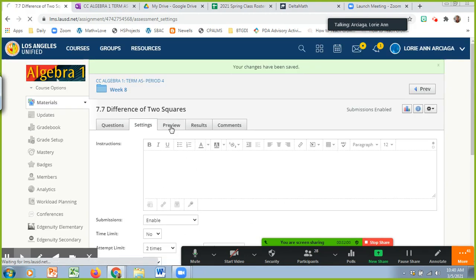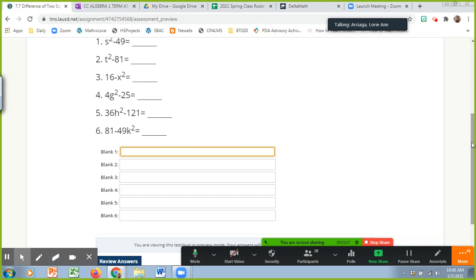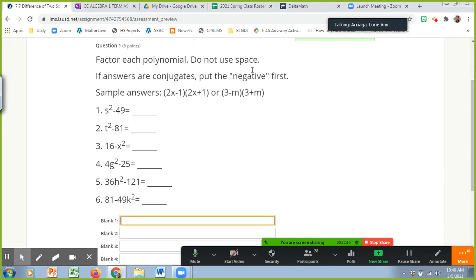Okay, so preview. Remember, you have to read the instructions because you may be super, super good at it, but if you don't read the instructions, it's going to mark it wrong. Put the negative first. What are conjugates? That's just a fancy name for the answers. See, they come in conjugates because they look exactly the same, right? They're partners. All right, so they're partners because they look exactly the same except for the negative and the positive. So that's just a fancy name for pairs.